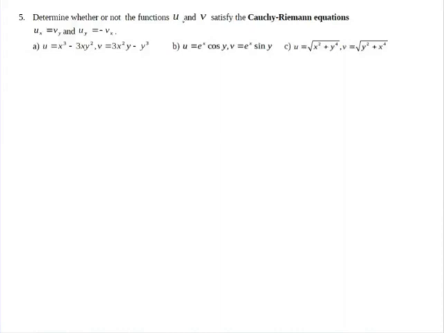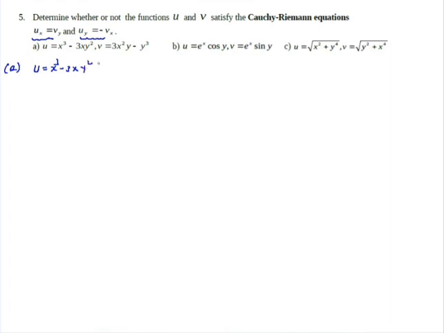Determine whether or not the functions u and v satisfy the Cauchy-Riemann equations: ux is equal to vy and uy is equal to minus vx. These two equations are called Cauchy-Riemann equations. So the pairs of functions in a, b, c, we will check whether they satisfy the Cauchy-Riemann equations or not.